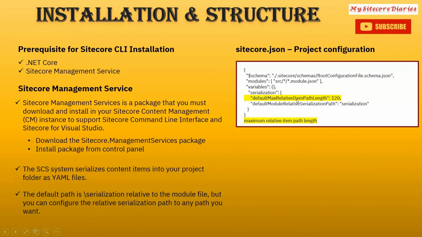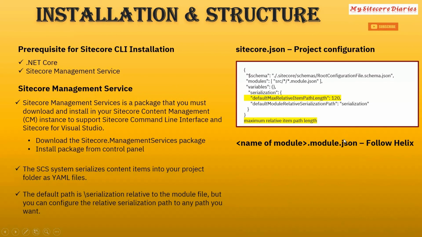So default max relative item path length. So this is the maximum relative item path length. Okay, so you have to remember your folder structure length also. Whatever you are given, that is your maximum length, then length of your path. Then you can define here default model relative serialization path. So default is the serialization.